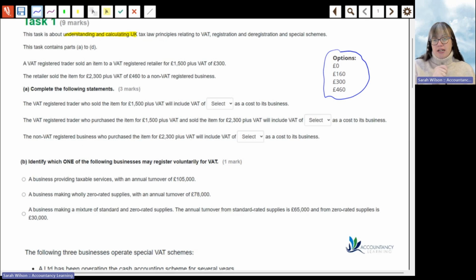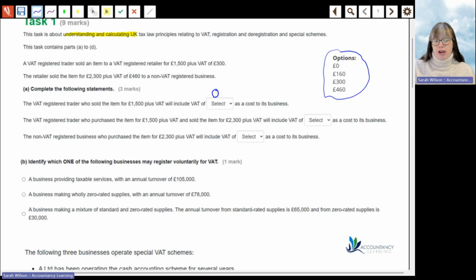So when a VAT registered trader sells an item for 1,500 plus VAT, they are not going to be including any VAT as a cost to the business. So the answer for that one is going to be 0. The VAT isn't a cost to that business. All the VAT registered trader will have to do is pay that VAT over to HMRC. So it's just a liability. They've collected it from the business they've sold it to, and they're going to pay that on to HMRC. So there is no cost to the business involved.